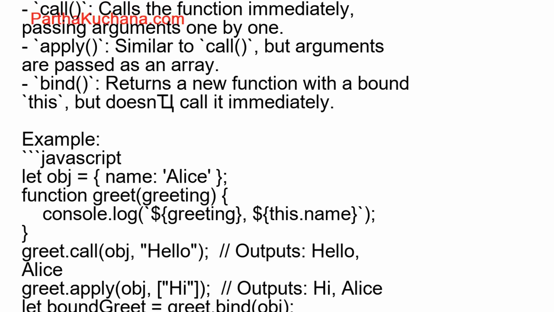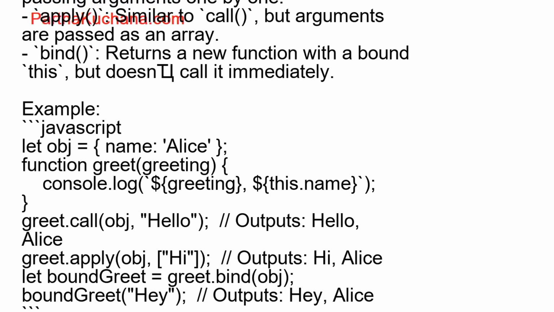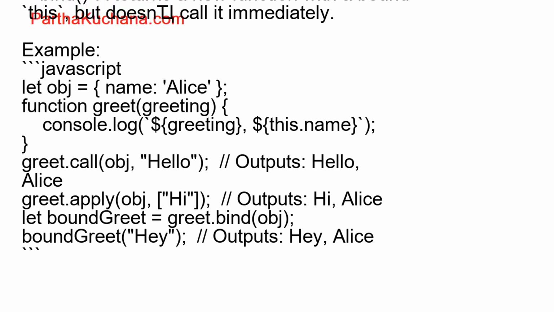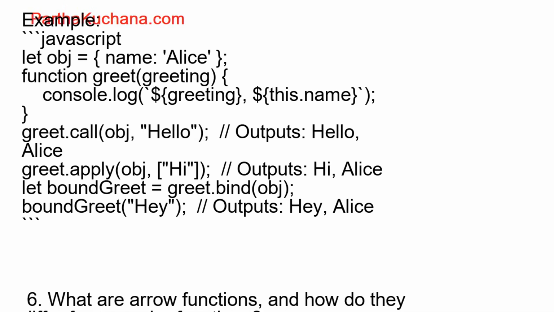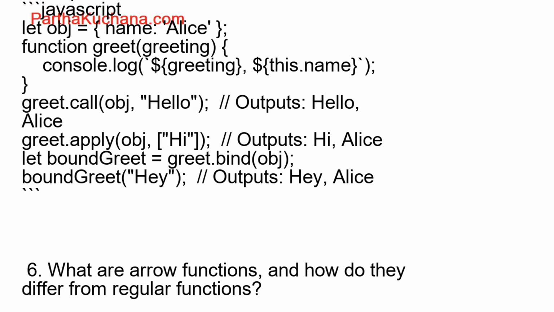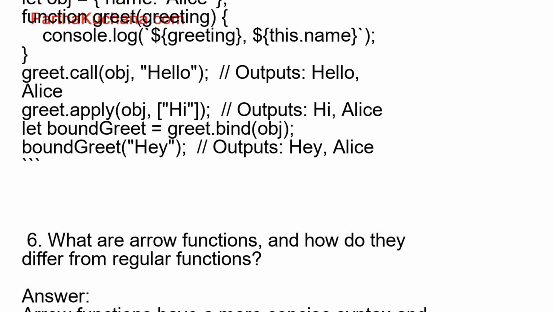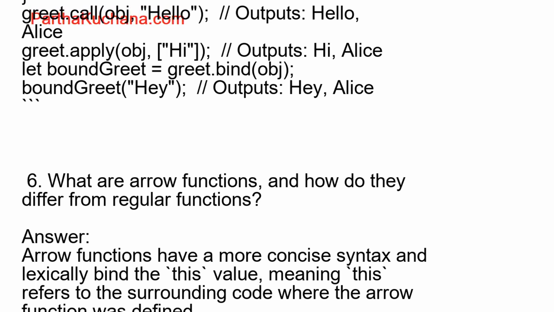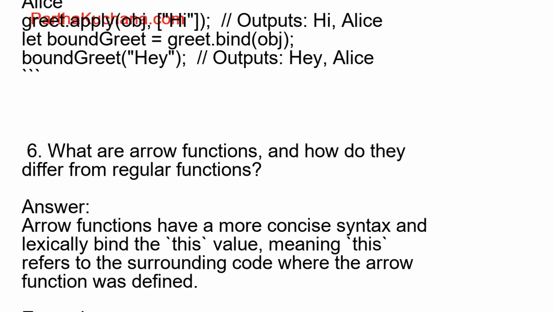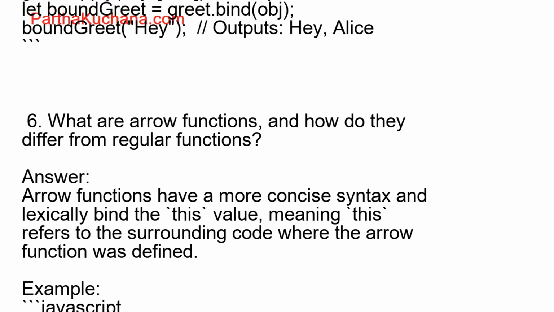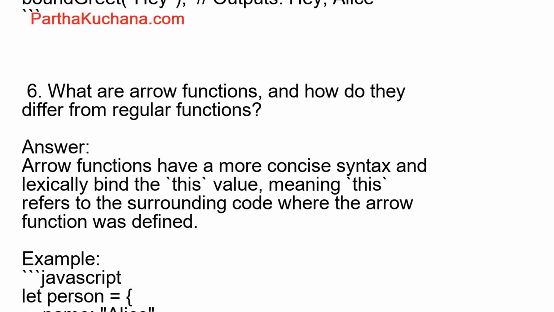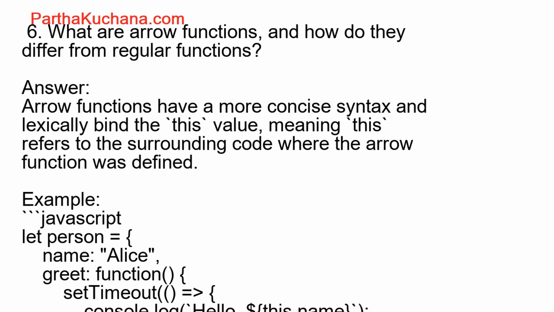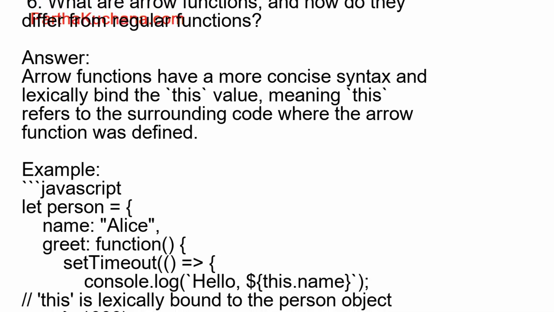6. What are arrow functions, and how do they differ from regular functions? Answer. Arrow functions have a more concise syntax and lexically bind the this value, meaning this refers to the surrounding code where the arrow function was defined. Example, JavaScript. let person = {name: 'Alice', greet: function() { setTimeout(() => console.log(`Hello, ${this.name}`), 1000) }} // this is lexically bound to the person object. person.greet() // outputs: Hello, Alice.